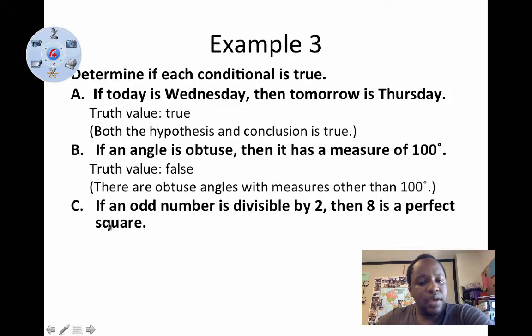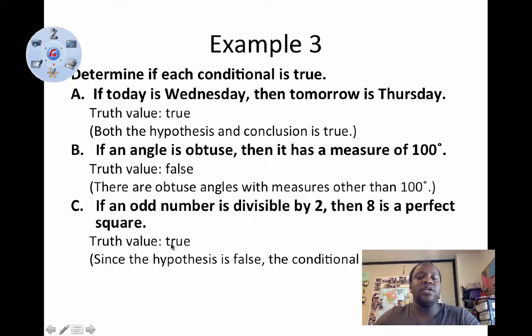Lastly, if an odd number is divisible by 2, then 8 is a perfect square. So odd numbers can never be divisible by 2. So the hypothesis is false. So since the hypothesis is false, it doesn't matter. It does not pertain to this. So therefore, the truth value is true. This conditional statement is true. This is definitely the hardest for people to understand.